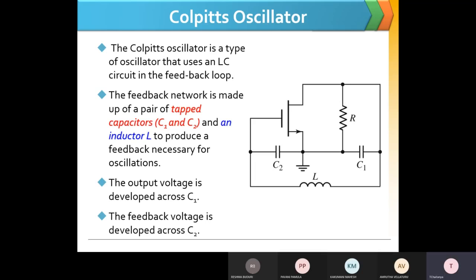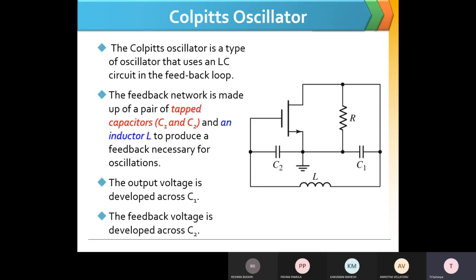The Colpitts oscillator has a tank circuit consisting of a combination of L and C. Here I am going to utilize two capacitors, namely C1 and C2, and one inductor is added with the capacitors. This is the feedback tank circuit which I am going to use in a Colpitts oscillator.